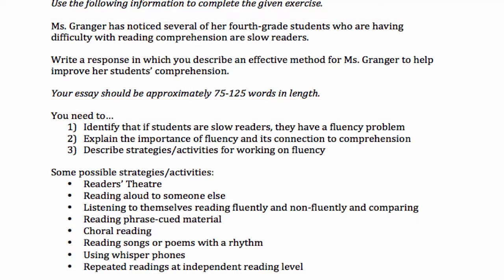First, you should identify keywords, just like you did in the multiple choice. So I selected in this essay prompt, Ms. Granger has noticed several of her fourth grade students, so I want to highlight fourth grade students because that's the grade level, who are having difficulty with reading comprehension are slow readers. So I highlight difficulty with reading comprehension and they're slow readers.